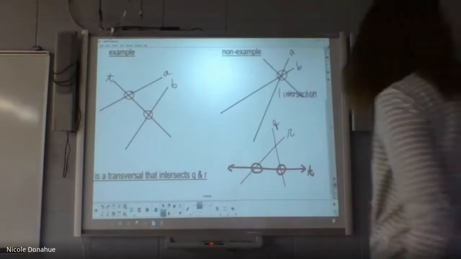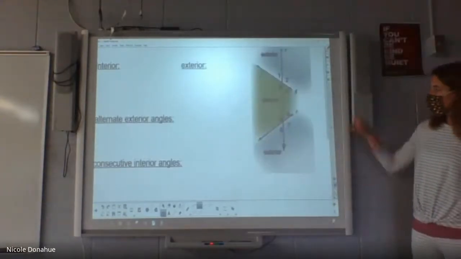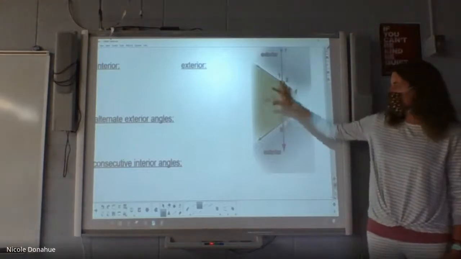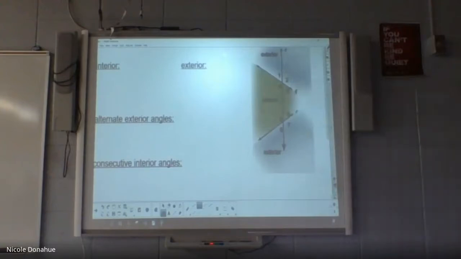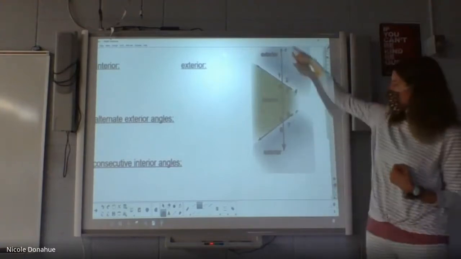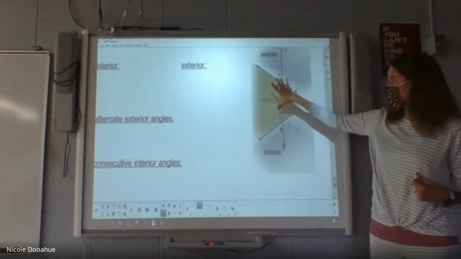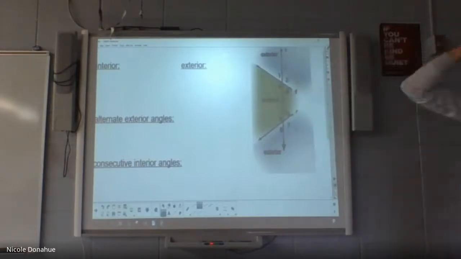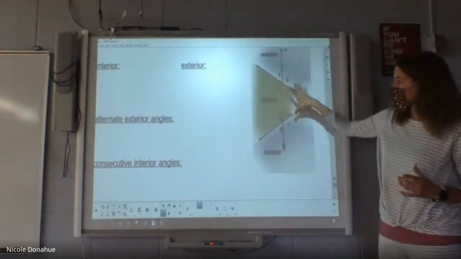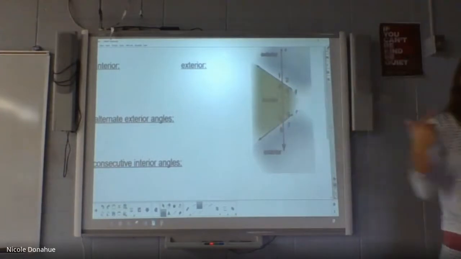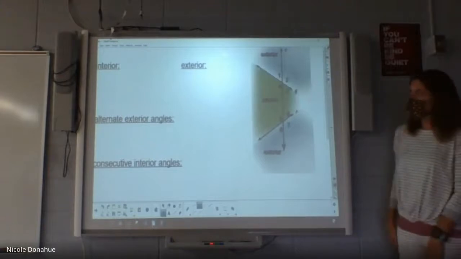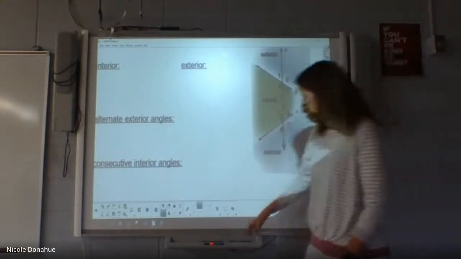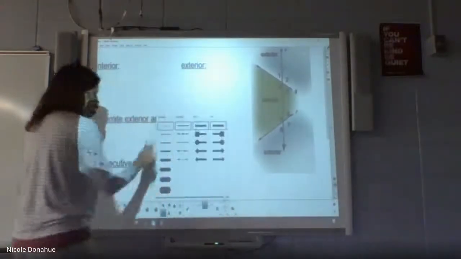In this drawing, I have the interior angles labeled and the exterior. Where that comes from is, T is our transversal, and in this case, Q and R are defining where our inside would be. So the inside between the two lines that aren't the transversal would be considered the interior. T is the transversal, so the ones outside of that space are called the exterior. So the interior angles are all the ones on the inside here between the two lines that are not the transversal.